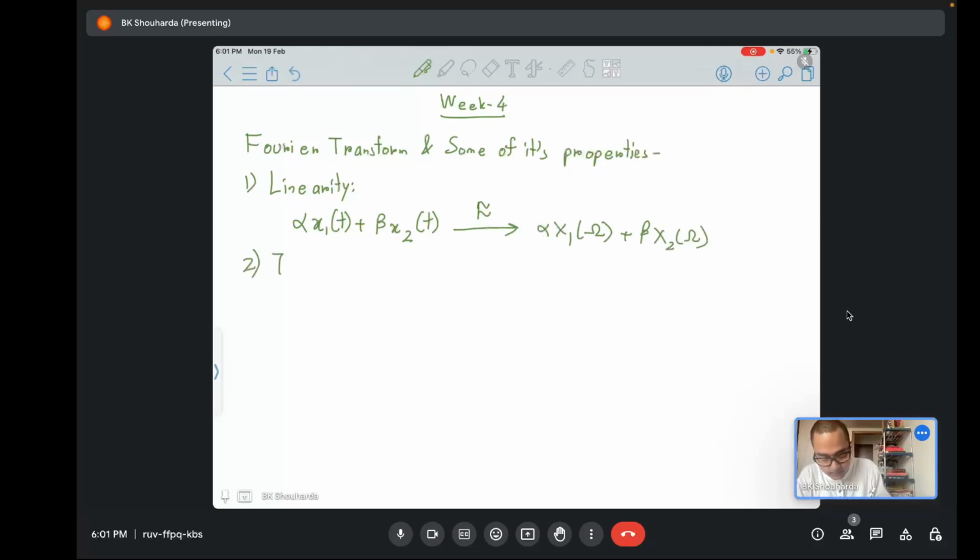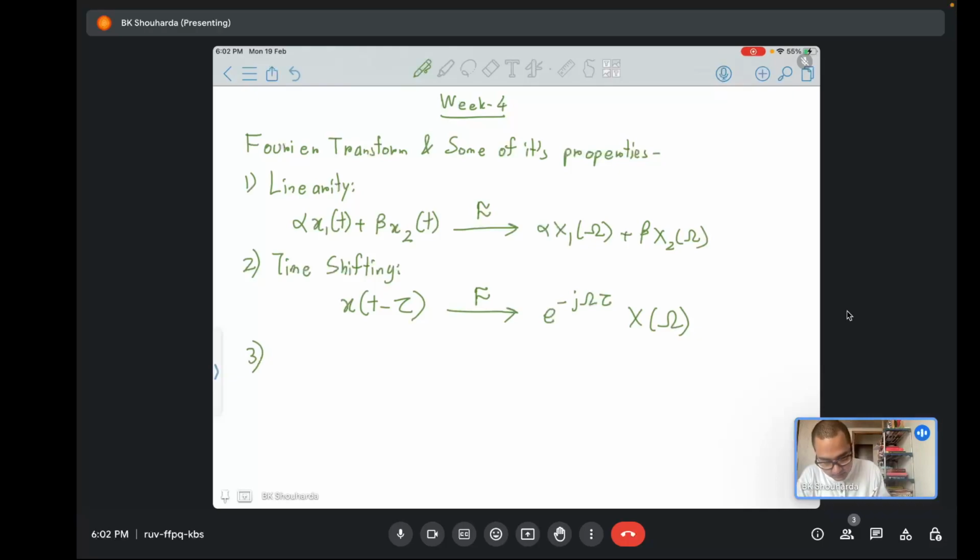Then you have the time shifting property, where if you have a signal x(t) delayed by tau units of time, then its corresponding Fourier transform has a complex exponential term corresponding to the tau delay introduced along with the original Fourier transform. And we had also derived these properties in our previous week.